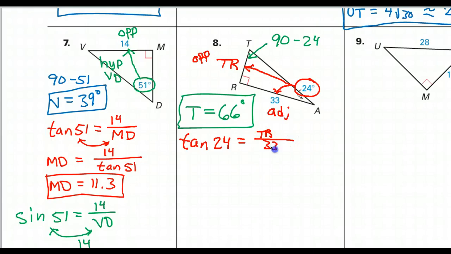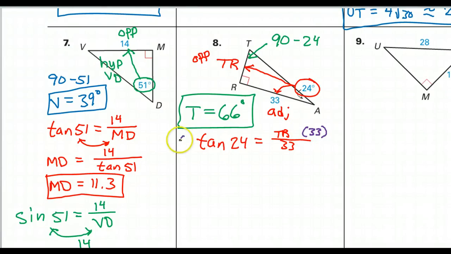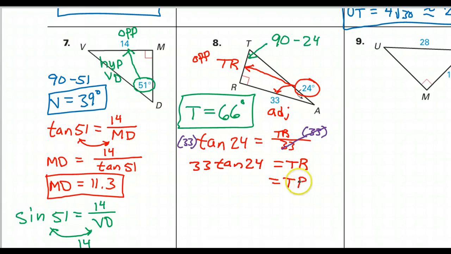over 33. Well, the 33 is in the denominator, so the best thing to do is to multiply both sides by that denominator. That way the 33s will cancel out. And I will have TR is equal to 33 tangent 24. Just put that in your calculator and you get 14.7. All right, that's 2 down, 1 to go.